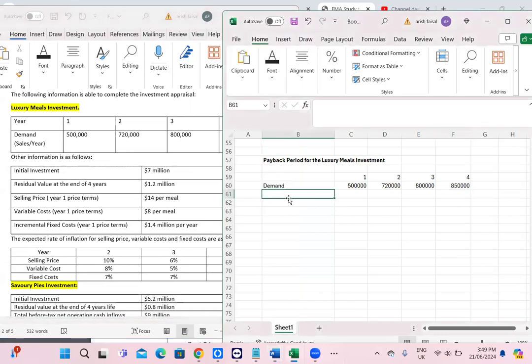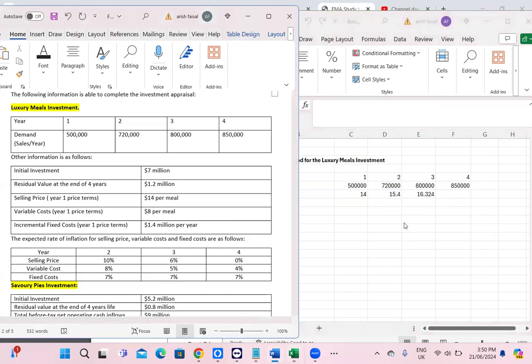As far as the selling price is concerned, it's going to be 8 per meal in the first year, but then you have to inflate it by 10%, right? So 8 into 1.1. Sorry, it's 14 selling price. So here we have to take 14, and this will be inflated by 10 percent, so 15.4. And then the next year the rate of inflation is 6%, so 15.4 into 1.06. Okay.